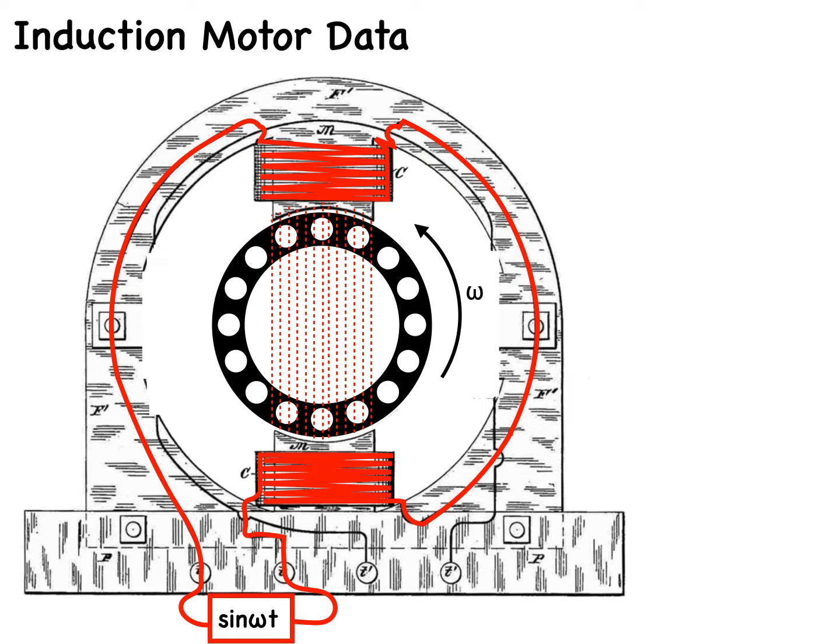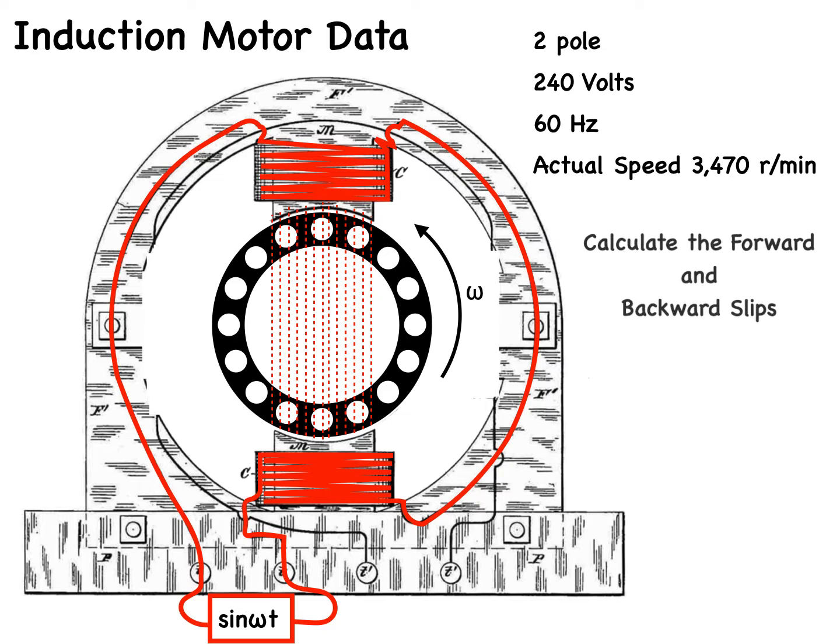For this 2-pole 240 volt 60 hertz induction motor running at 3,470 RPM, and assuming we are studying this motor using the double field revolving theory, our task in this problem will be to calculate the forward and backward slips.